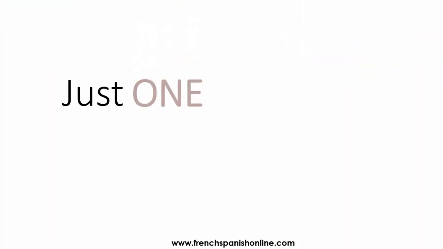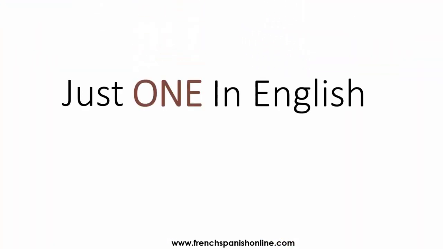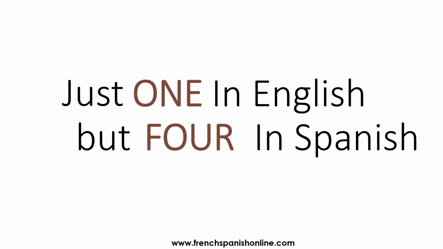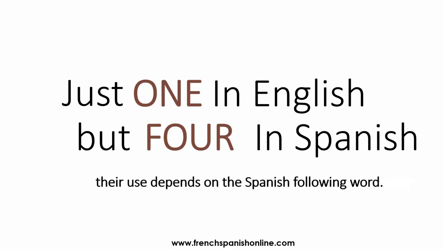Indefinite articles in Spanish. In English, there is just one indefinite article, a, but in Spanish there are four. Their use depends on the Spanish word that follows. So let's start with first un and unos. These two indefinite articles work with masculine words.